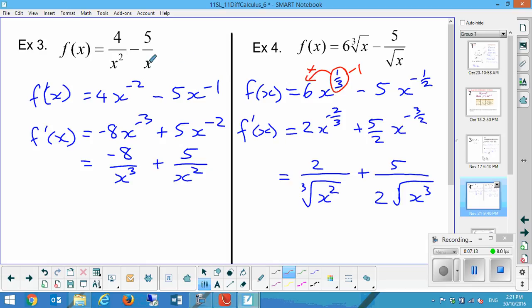These ones here are a bit harder. In this case, we've got our x squared, but it's in a denominator. So if you've got it in the denominator, rewrite it with that power of minus 2, and then we can just use the same rule.